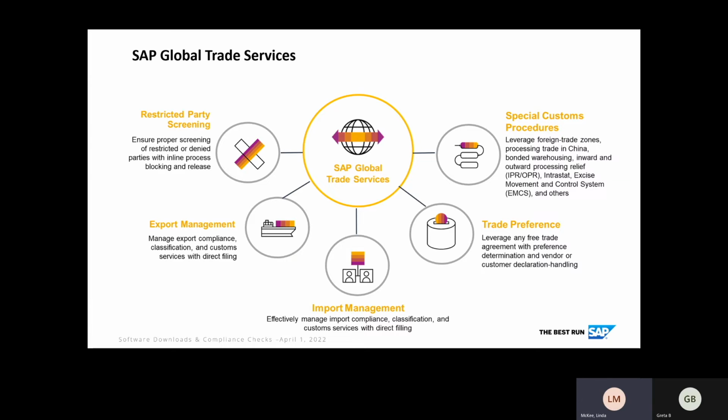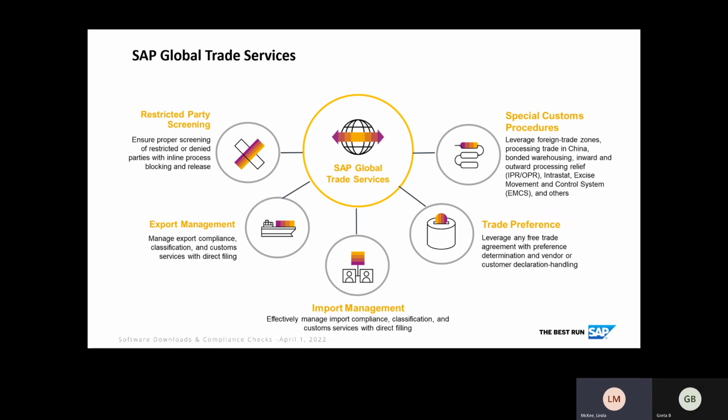Another area is leveraging free trade agreements. We refer to that as preference processing in GTS, but it's that three-step process of reaching out and getting those certificates of origin from your various vendors, then doing the determination of your goods qualification and whether or not your goods qualify under certain free trade agreement rules of origin, and then also the ability to issue certificates to your customers.